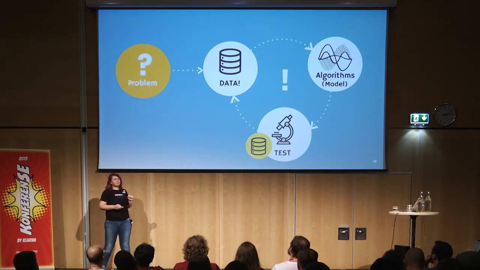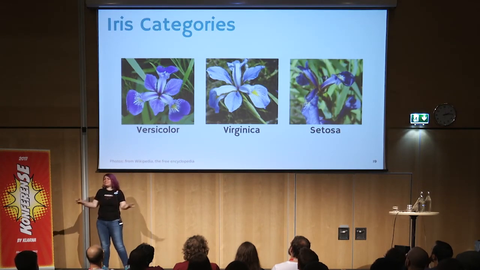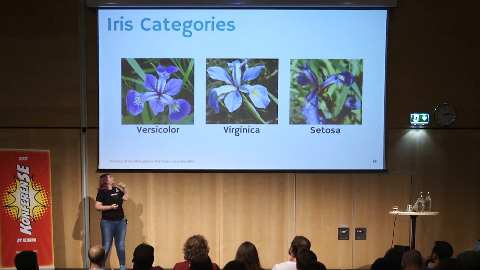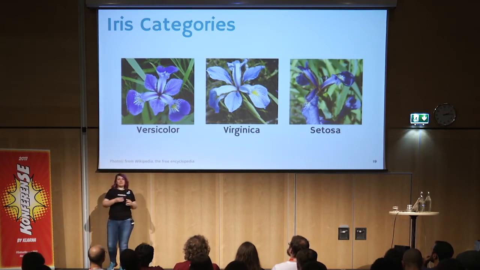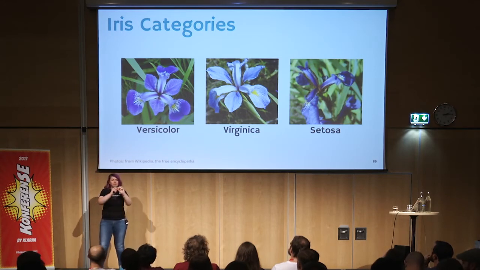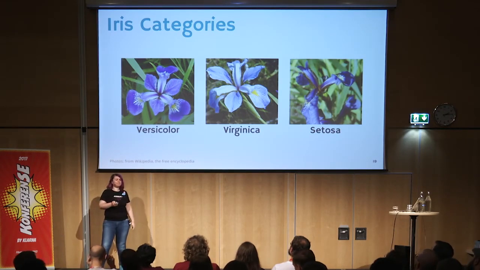Starting with the problem. I chose the hello world of machine learning. If anybody here has opened a book or an article or anything around machine learning, they might have stumbled on this data set. It's about flowers. There are iris flowers, and you have three categories for them. And according to your data set, you have to categorize and say, this line belongs to this flower, and so on. So it's just putting things into three buckets.